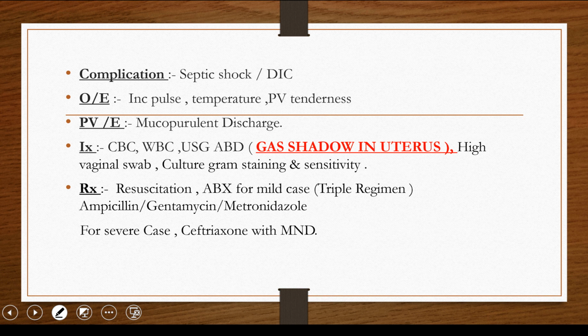On examination, you will see increased pulse and temperature. On per vaginal examination, there will be mucopurulent discharge. There are various investigations that you can go for, for example CBC, WBCs, USG abdomen, vaginal swabs, culture staining, and sensitivity methods. What's important here, and very high yield from an exam point of view, is that on USG abdomen you will find a gas shadow in the uterus.